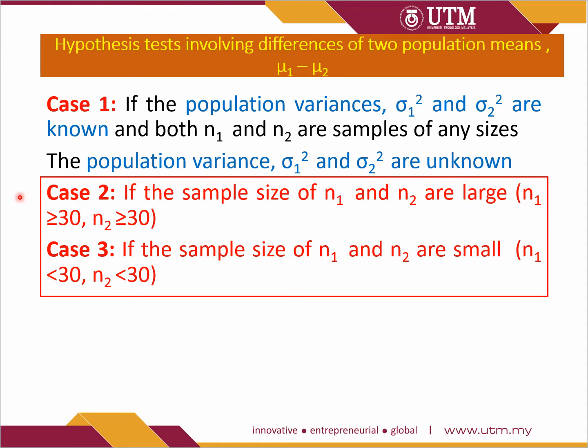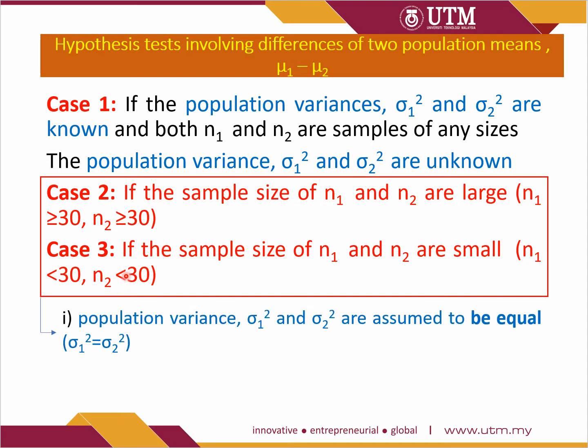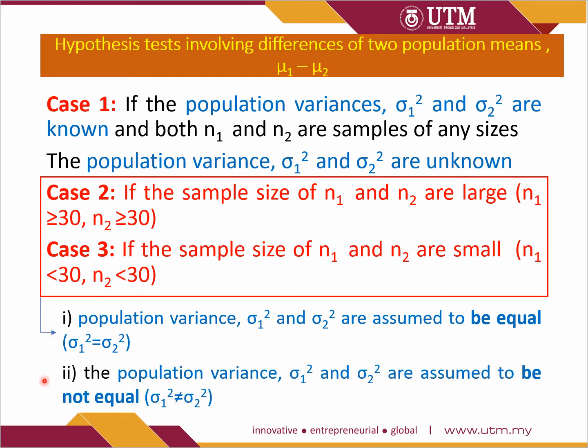The first case is if the sample sizes are large, given that N1 is greater than or equal to 30 and N2 is also greater than or equal to 30. And the third case, if the sample sizes of N1 and N2 are small, given that N1 is less than 30 and N2 is less than 30. So in these two cases, we have two conditions. The first one is the population variances are assumed to be equal, and the second one is the population variances are assumed to be not equal.